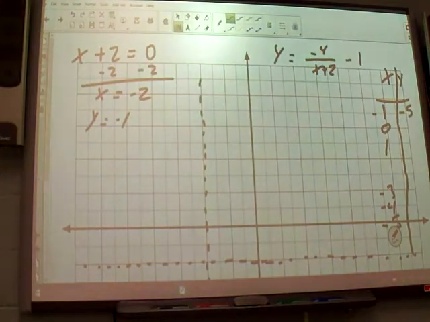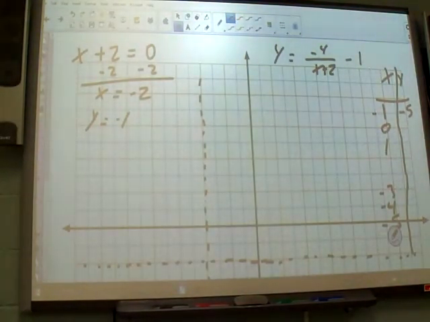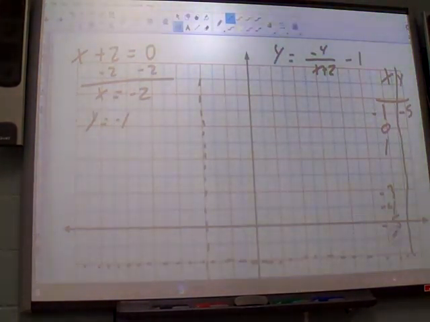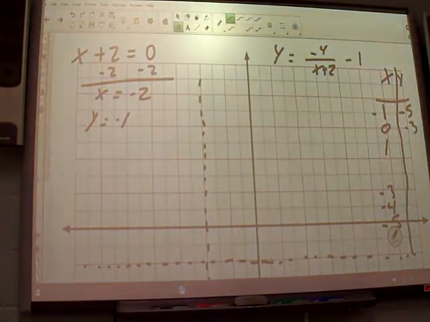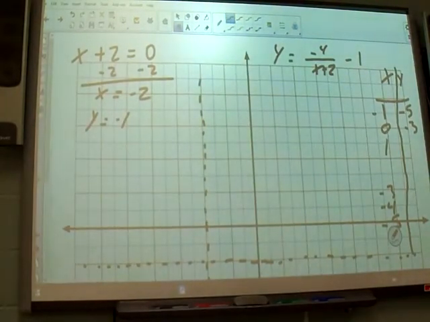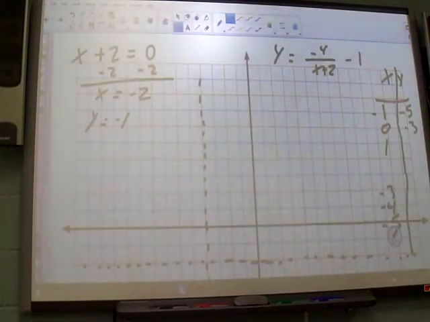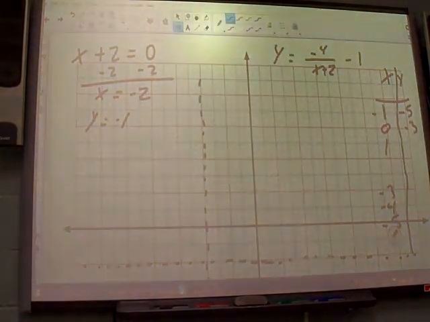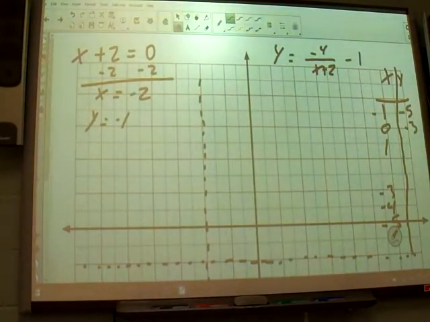-4 over 0 plus 2 minus 1, so it's -4 divided by 2. So I get a -3. Okay, filling in my table. Now I'm going to change to a 1. So that's -4 divided by 3, so it's -1 1/3. -1 1/3 minus 1 is -2 1/3.